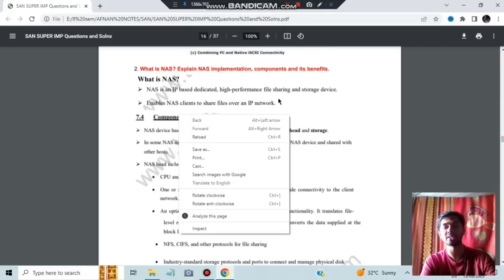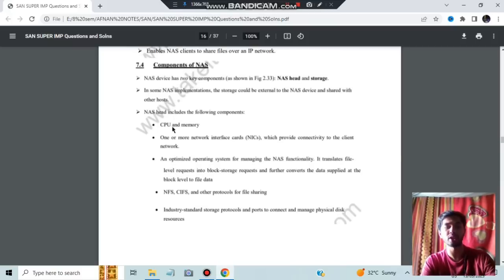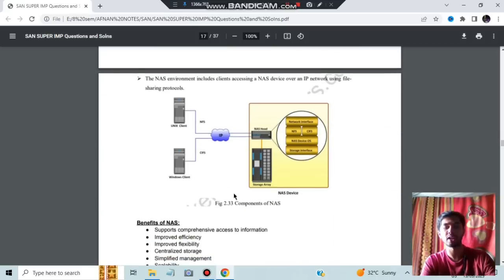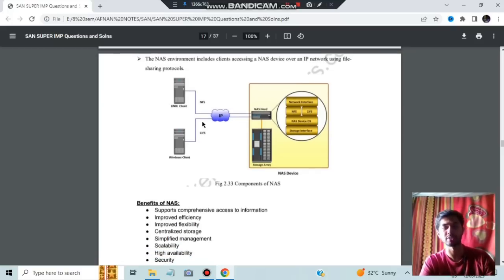What are the components of NAS? Two components are there, mainly the NAS head and NAS storage. The NAS head includes the following; you can go through it: CPU, interface cards, and other things. For the components of NAS, we have the NAS device, which includes all those things I mentioned above: NFS, CIFS, NAS device, storage, and the interface. This whole yellow thing is called the NAS device. It's connected to the clients present, like the Windows client or the Unix client. The data is transferred using two protocols, CIFS and NFS, through IP. For more information, watch the theory video in which I have explained this in detail.